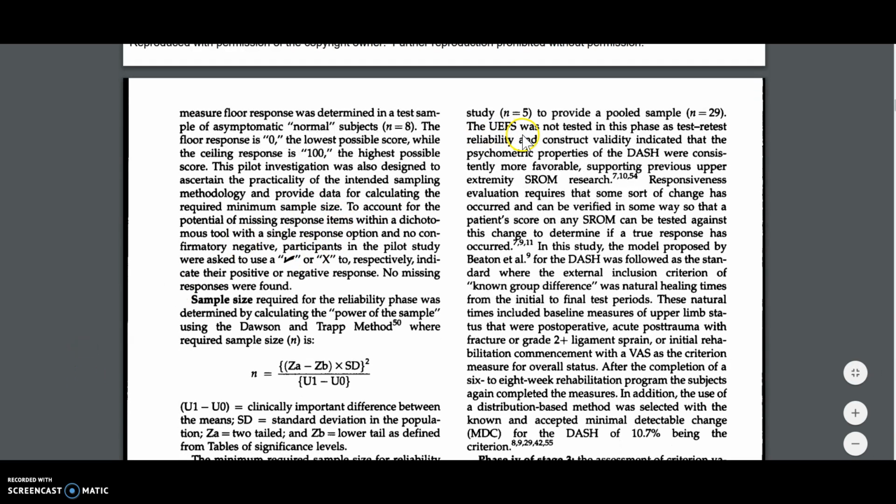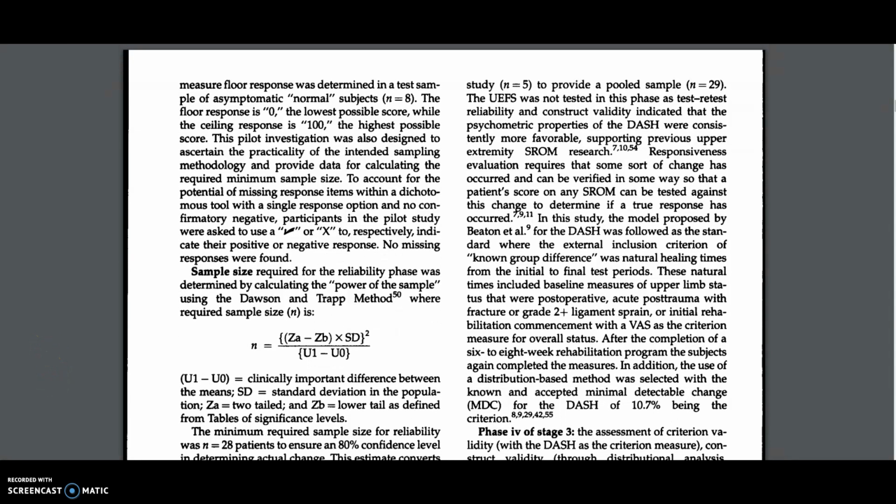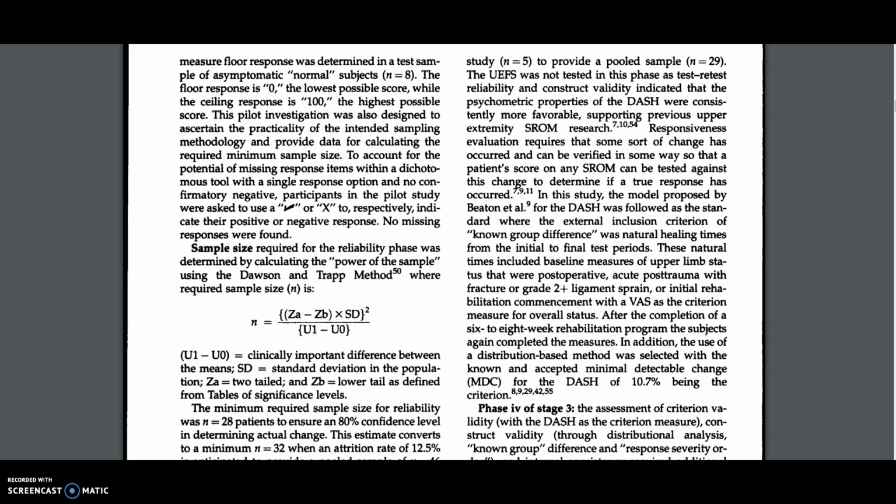The UEFS was not tested in this phase, as the test-retest reliability and construct validity indicated the psychometric properties of the DASH were consistently more favorable, supporting previous upper extremity SRM research. So based on literature that has already been published, the DASH was consistently more favorable. Responsiveness evaluation requires that some sort of change occurred and could be verified in some way, so that the patient score of any SROM can be tested against that change to determine if a true response has occurred.